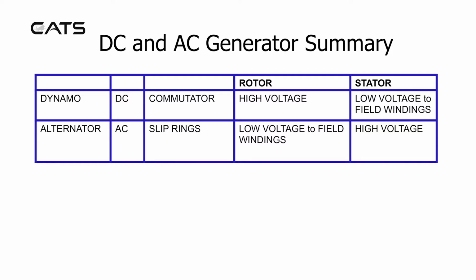The alternator produces AC, uses slip rings, the rotor has low voltage to the field windings, and high voltage to the stator.